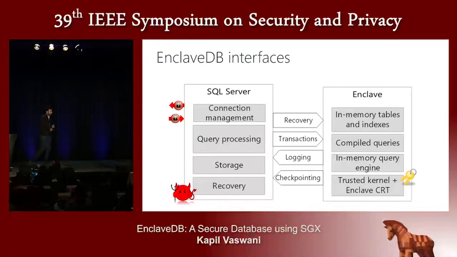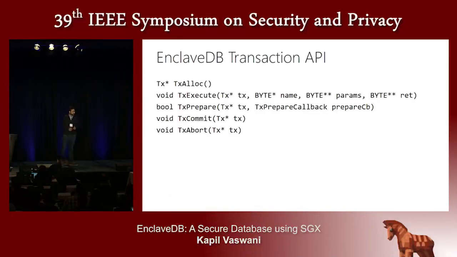So let's go a little bit deeper and look at some of the interfaces of EnclaveDB between the untrusted and trusted components. In EnclaveDB, the SQL Server uses a transaction API to invoke transactions on sensitive data. And in turn, the enclave uses the untrusted SQL Server instance to log transactions to disk and to create checkpoints. So let's look at some of these APIs in more detail.